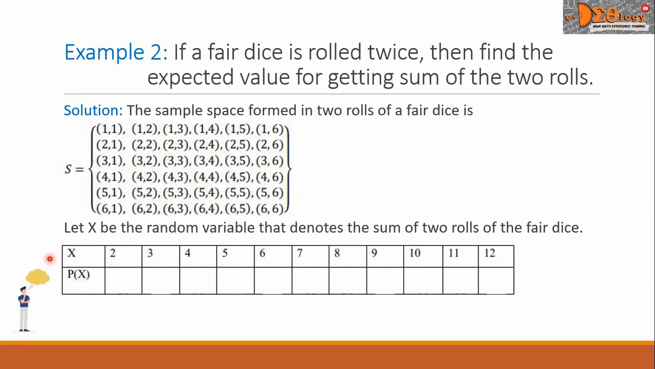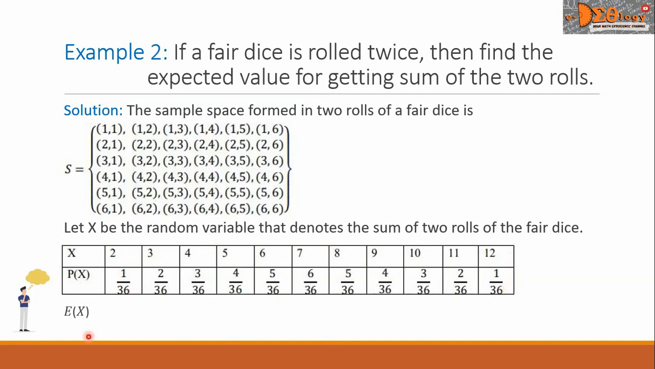For the first row, this is the row for X. The smallest sum is 2, and the highest sum is 12. For the second row, we are going to write the probabilities of each of the X respectively. For number 2, the probability is 1 over 36. For number 3, the probability is 2 over 36. And for the sum of 12, the probability is 1 over 36.